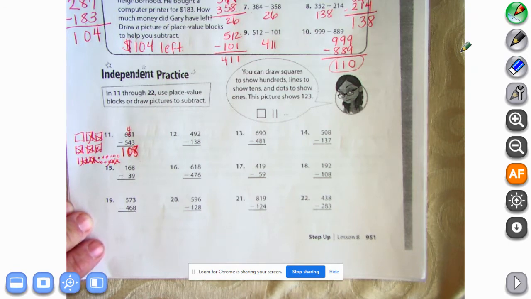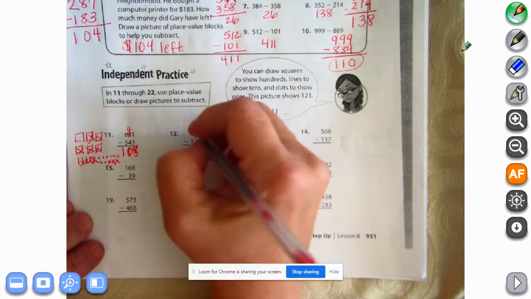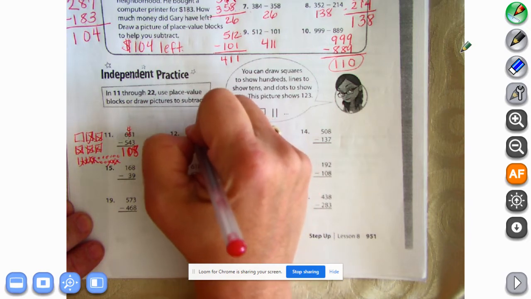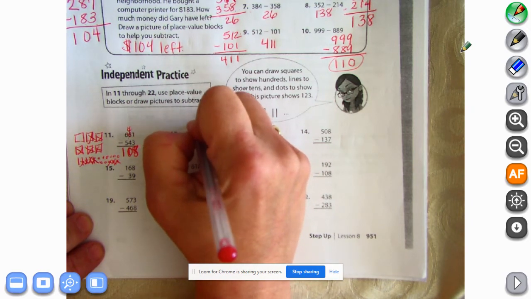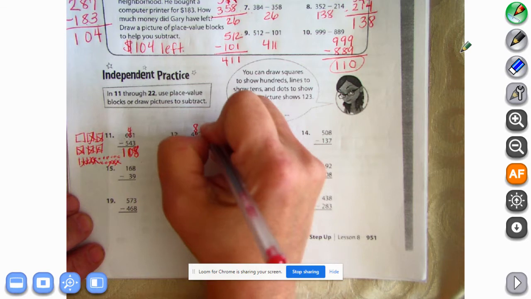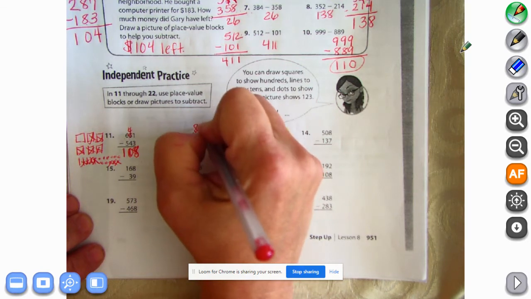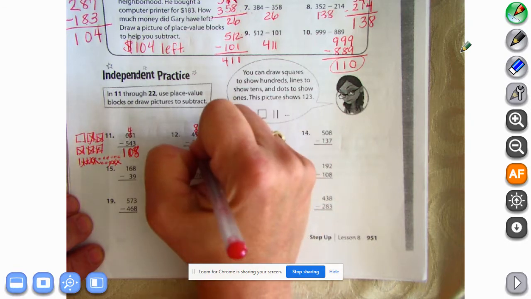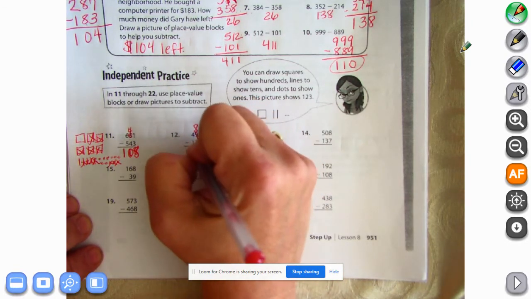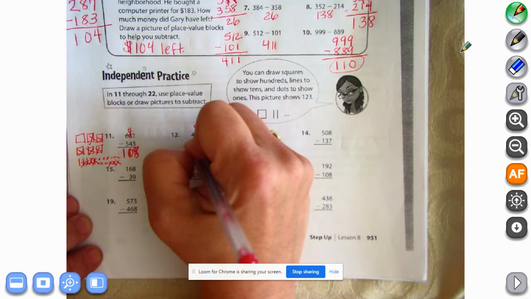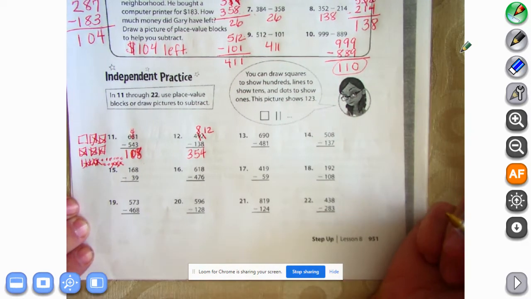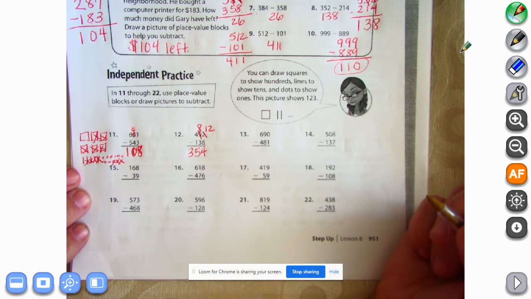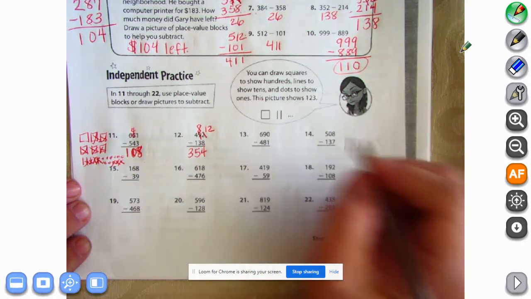Okay, 492 minus 138. I can't take 8 out of 2, so I'm going to borrow a group of 10 from the 9. I'm going to leave 8, and now I'm going to regroup. 10 plus 2 is 12. 12 minus 8 is 4. 8 minus 3 is 5, and 4 minus 1 is 3. Right.